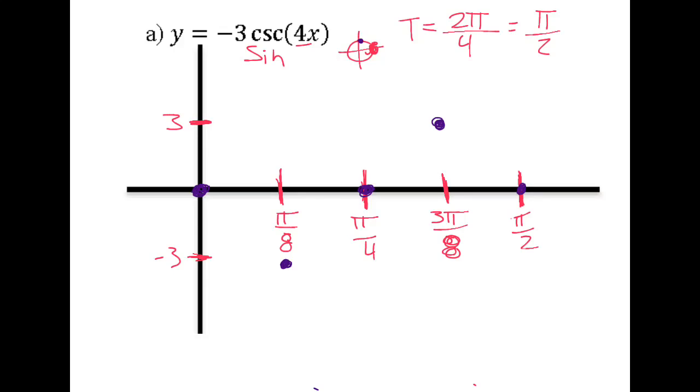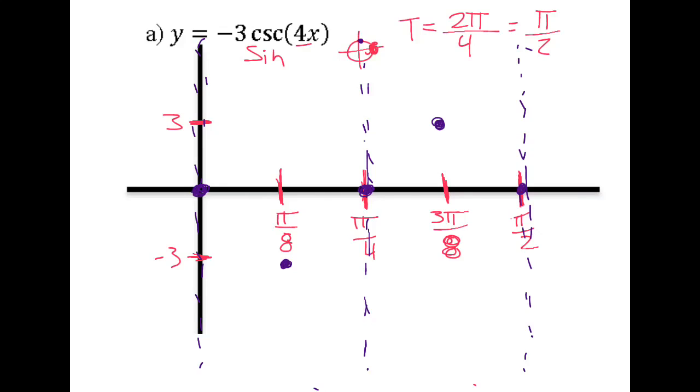Now remember, we are not graphing sine, we're graphing cosecant, which means anywhere I have a 0 will become a vertical asymptote. So all of these zeros making vertical asymptotes. I have one there too, kind of hard to see.